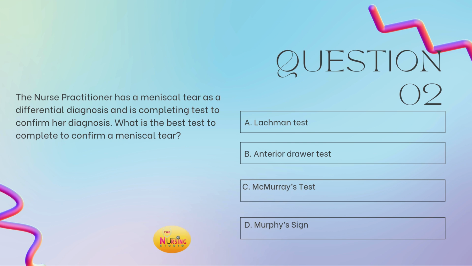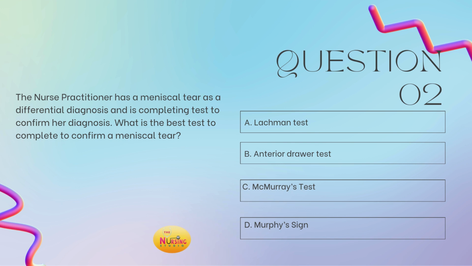All right, so the stem of the question states, what is the best test to complete to confirm a meniscal tear? So that's a straightforward question, right? So what test do we do for meniscal tears? Knowledge question. So C, McMurray's test. We use McMurray's for meniscal.